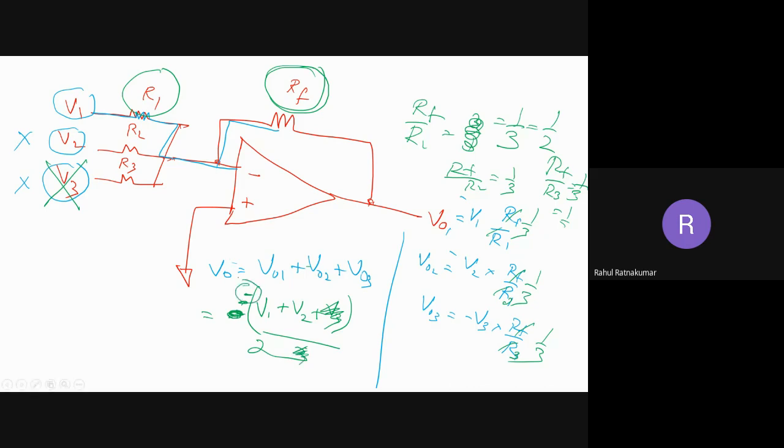So in order to remove that negative sign, for example, if we are taking the average of two voltages, that is V1 and V2.